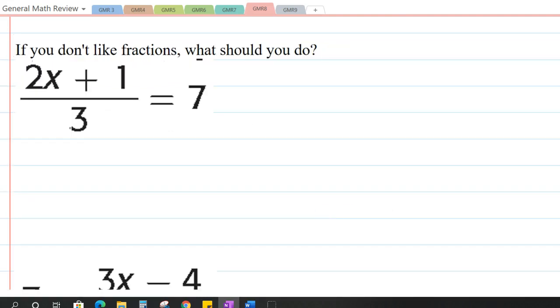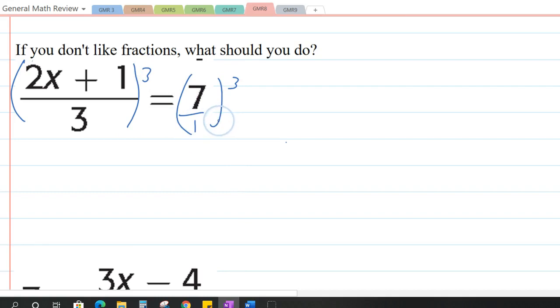Here's another problem with fractions. I don't like fractions, so I'm going to get rid of them. I only have a 3 in the denominator. Remember, the 7 is over an invisible 1. My common denominator is 3. So I'm going to multiply both sides by the common denominator, 3 and 3.